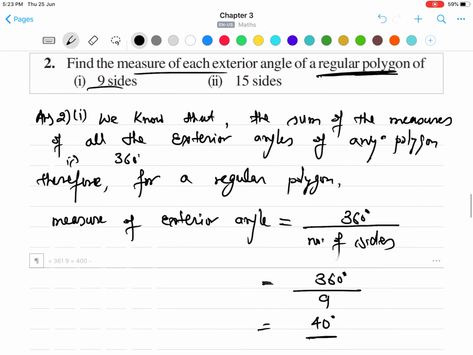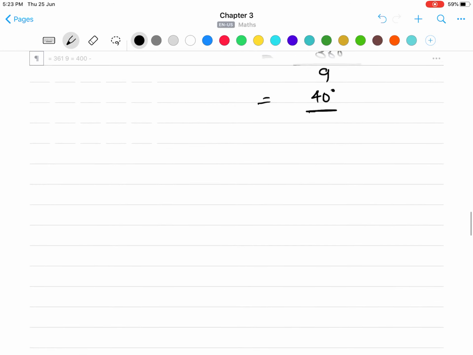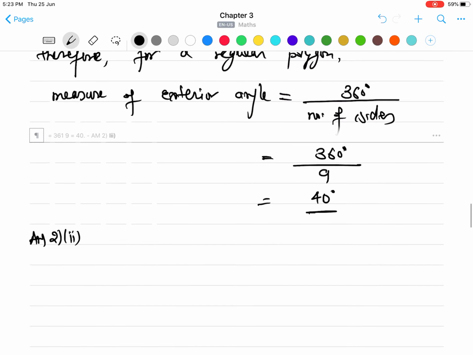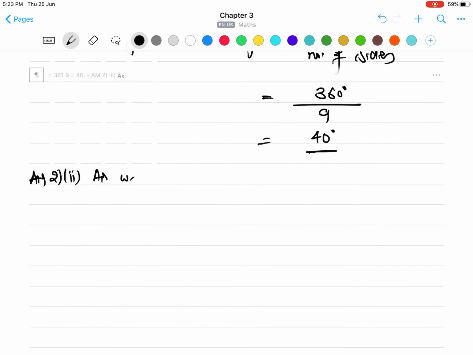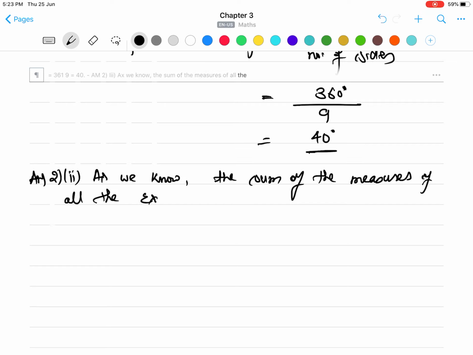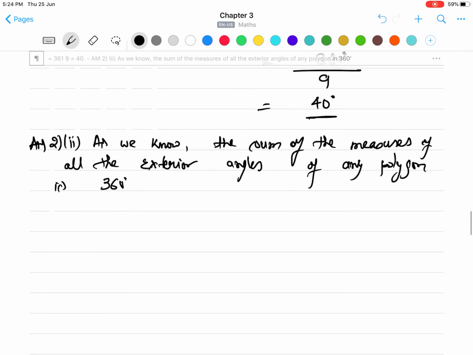Okay. Now the second part, where the number of sides is 15. So write answer number 2, part second. Again we have to write, as we know, the sum of the measures of all the exterior angles of any polygon is 360 degrees.